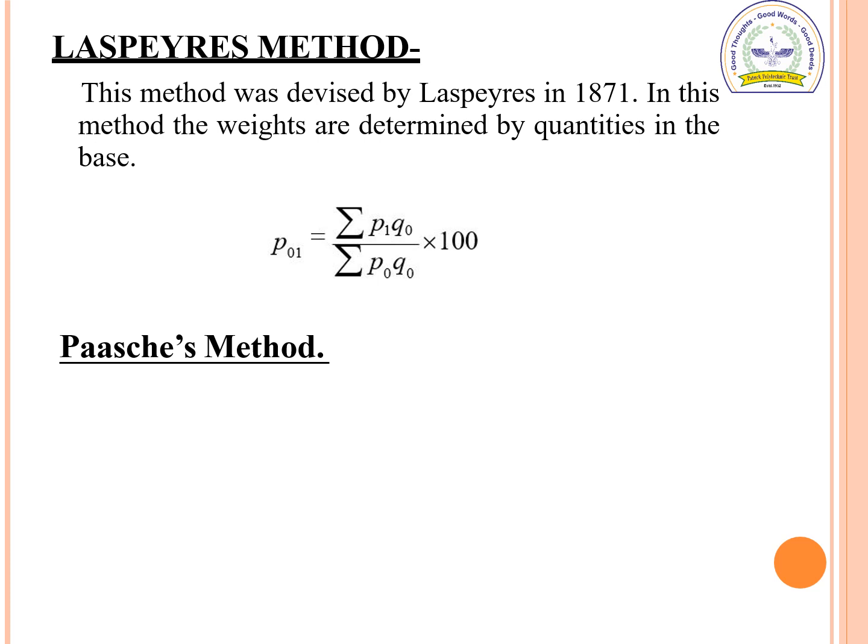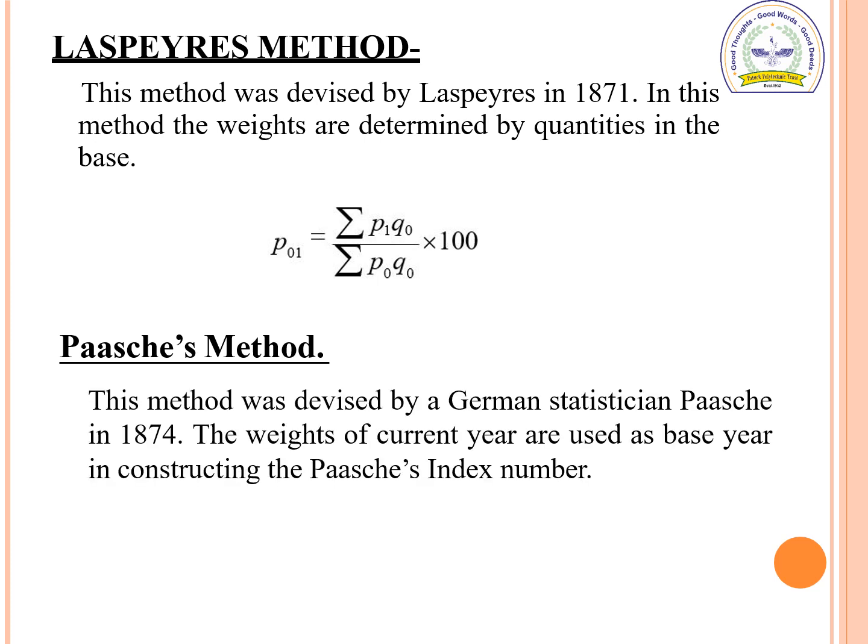Next, Paasche's index number. Paasche's index method was devised by the German statistician Paasche in 1874. The weights of the current year are used as the base year in constructing Paasche's index number, and the formula for Paasche's index number is summation P1 Q1 divided by summation P0 Q1 into 100.